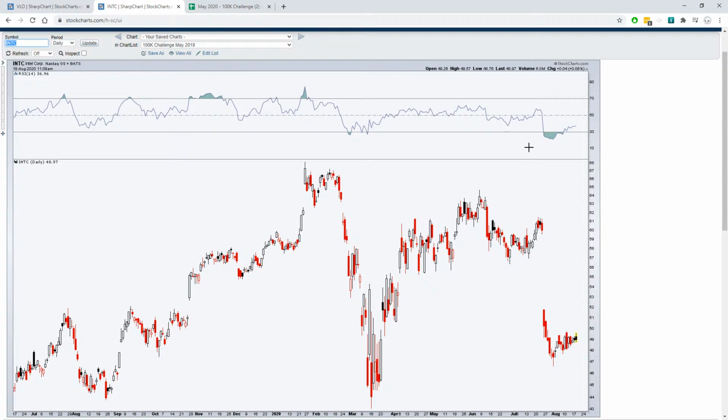And above 50 generally means there's more bullish pressure on the stock. Below 50 generally means there's more bearish pressure on the stock. When I was first learning how to trade, somebody told me, hey, Jeff, just use the RSI. Buy when it goes above 50, sell when it goes below 50. And I thought, okay, that makes sense. That's easy. Very simple. Okay, let me do that.